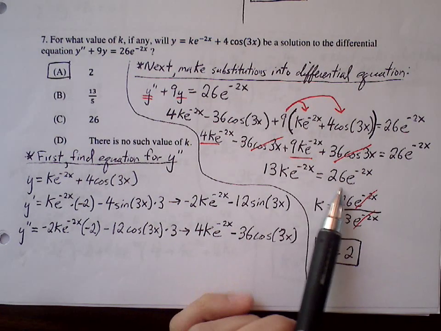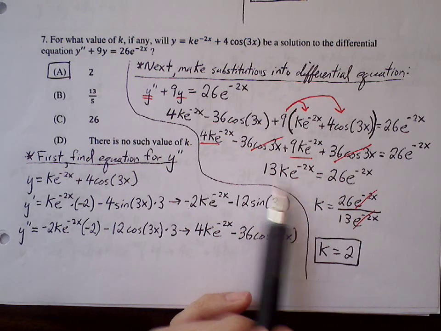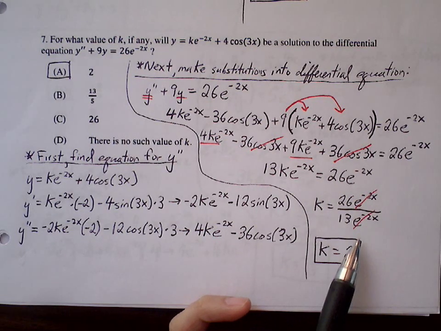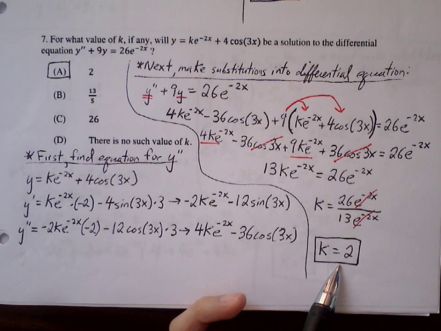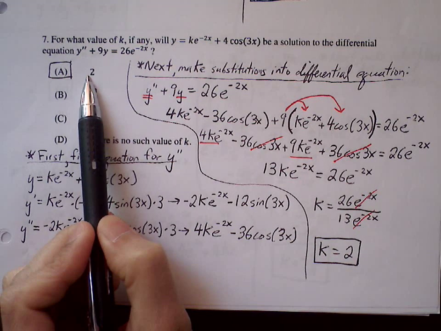Divide both sides by 13 e to the negative 2x. The e's cancel out. 26 divided by 13 is 2, so k is equal to 2. Answer choice A.